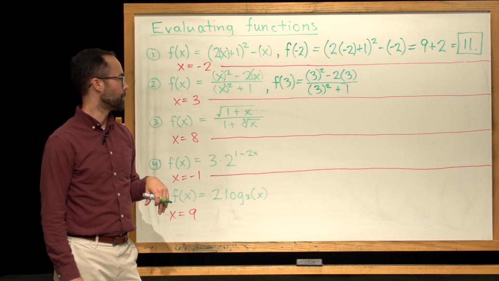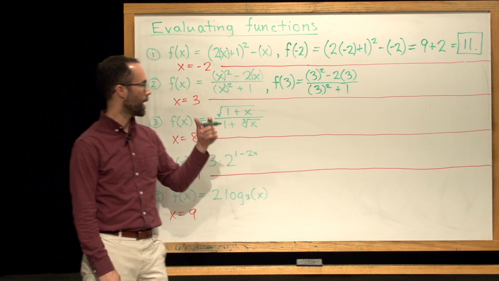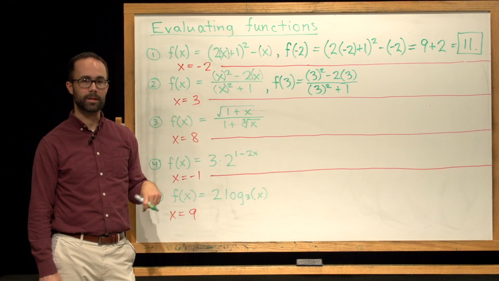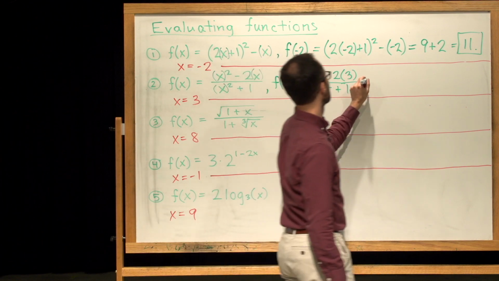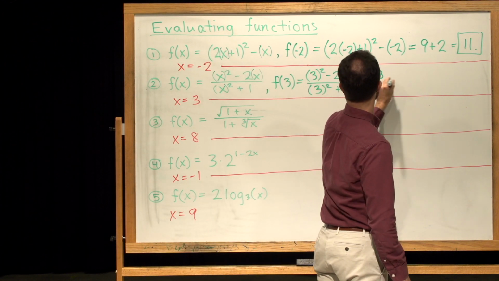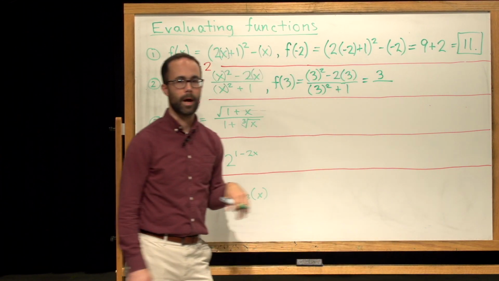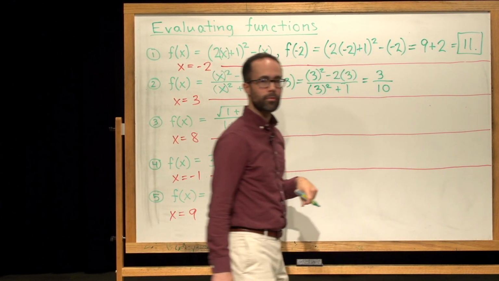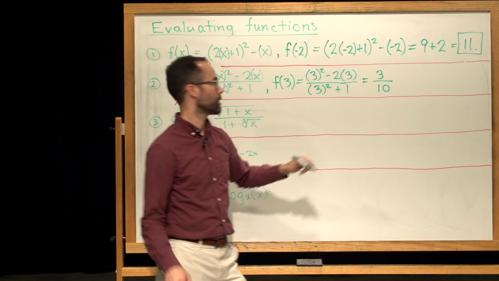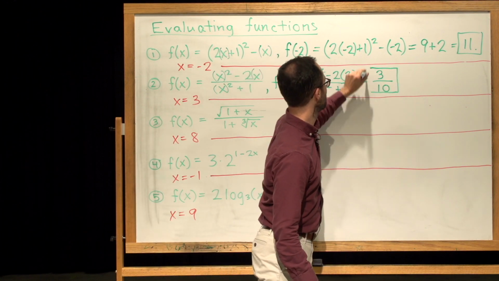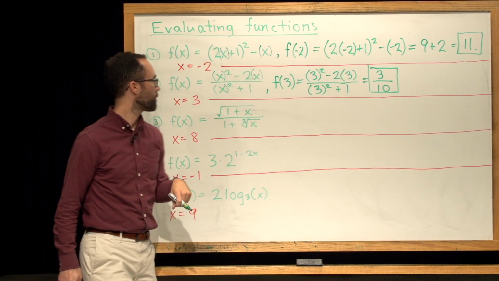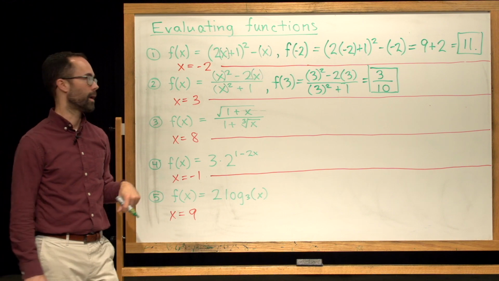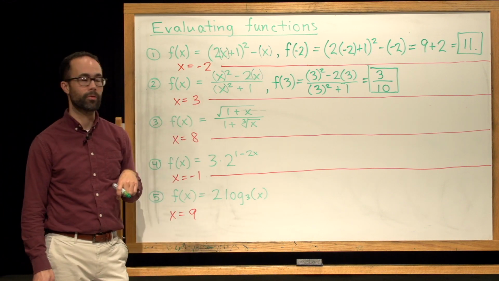We do still need to simplify. And if we look on top, we have 9 minus 6. So that'll give us 3 on top. On the bottom, it's 9 plus 1, so 10. And we get 3/10. In fact, that's it. We're done. There's our fraction. So for this one, if x is 3, we've shown that on the graph, y will be 3/10.